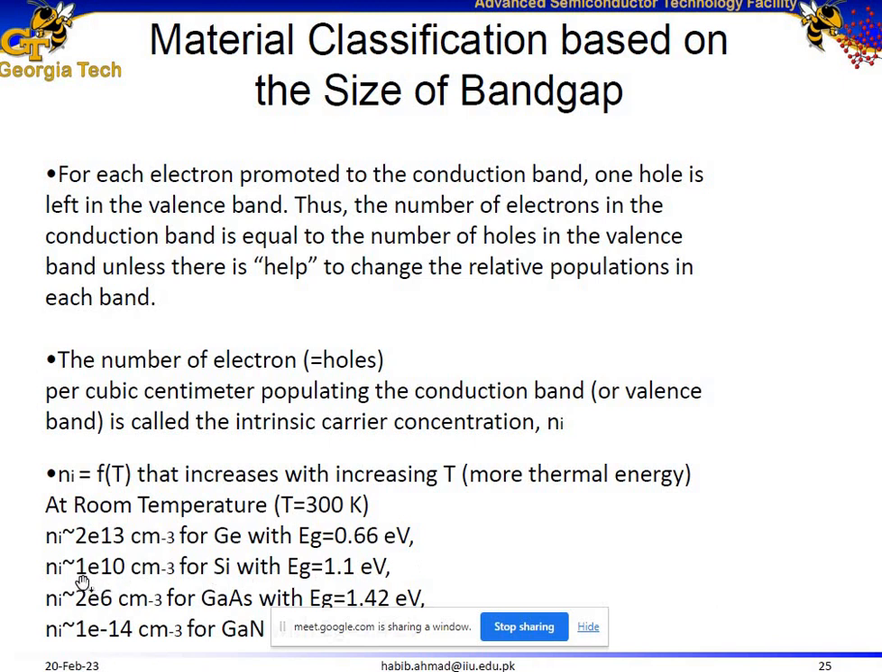For example, as I already told you, it's 1 into 10 to the power of 10 per centimeter cube for silicon, and silicon has a band gap of 1.1 electron volts. These are important numbers for you to remember, because you will have to deal with a lot of numericals based on these values. The band gap of germanium is 0.66 electron volts, and the intrinsic carrier concentration for germanium is 2 into 10 to the power of 13 per centimeter cube.